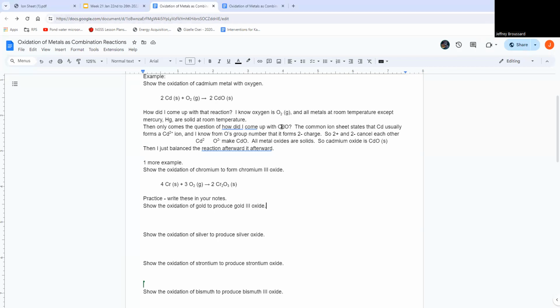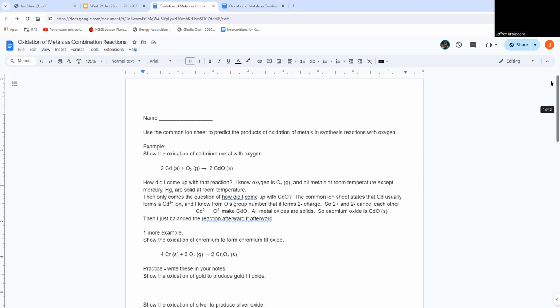I'm going to go ahead and explain the activity we did today, or handout that we did today, which is investigating the oxidation of metals. So the oxidation of metals are combination reactions. So let me go ahead and change that from synthesis to combination. So we're going to use the common ion sheet to predict the products of oxidation of metals in combination reactions with oxygen.